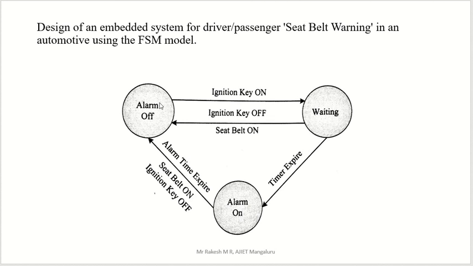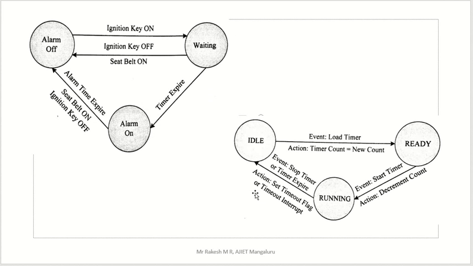So these are the three states we have: one is alarm off, one is waiting, one is alarm on. So this is the flow. Just what are the actions? We will see the FSM model for this particular warning, that is the seat belt warning system. I think you understood this concept. This is a state model, but they asked for an FSM model, so we will try to write the FSM model using this state model.